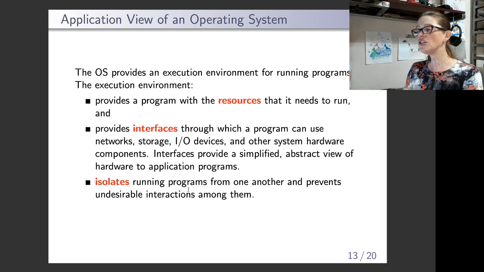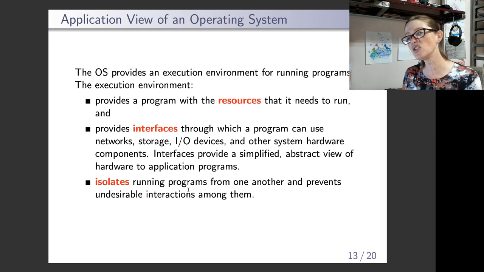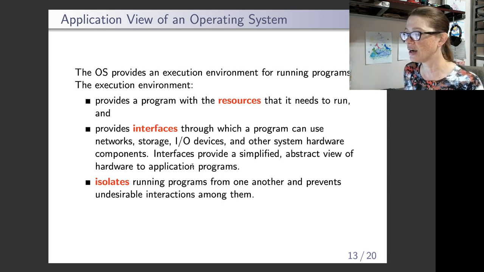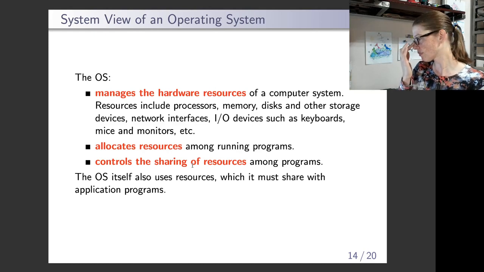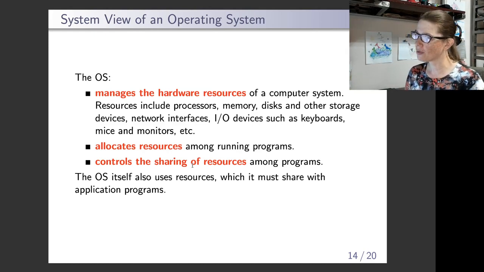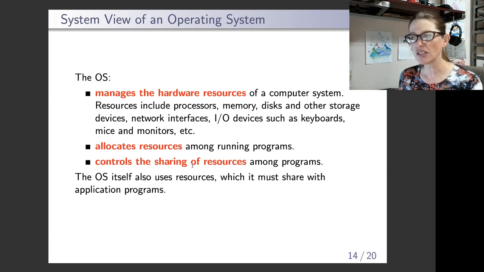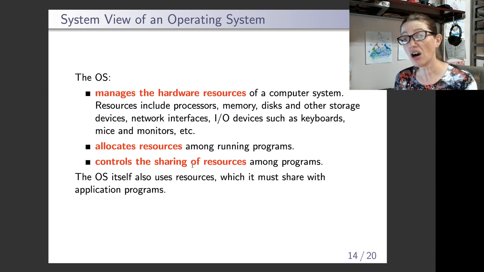So we're going to create this execution environment that isolates and abstracts user programs from each other, but also from the hardware itself. And that is a service that the operating system is providing to the user program. And we're going to talk a lot more about that over this term. Something we don't tend to talk a lot about in this course is the system view. So what are the kinds of problems that the operating system is solving? But here are some of those problems just to talk about a little bit.